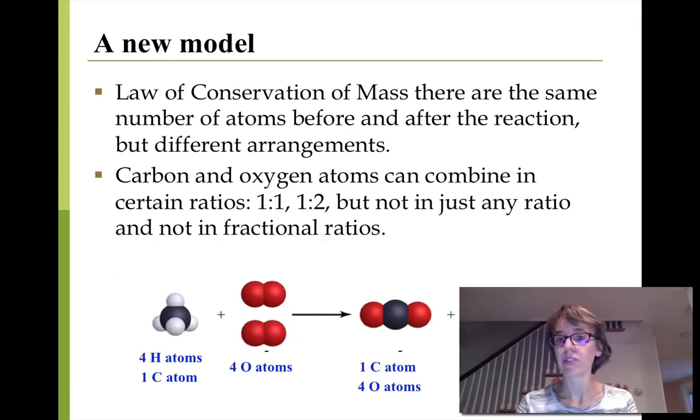So the law of conservation of mass can be understood by this model. We can rearrange these atoms, but we can't destroy them or create them. And carbon and oxygen, because they have different atomic masses, those ratios I showed before, the experimental results, correspond to atomic ratios of 1 to 1 or 1 to 2. They can't combine in just any ratio.